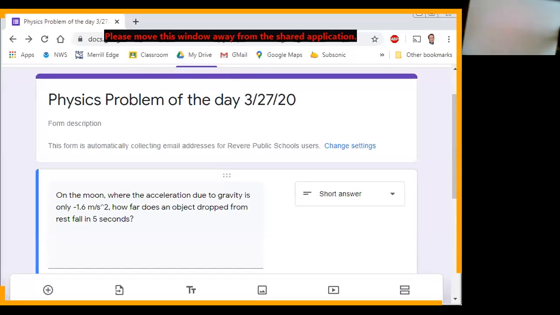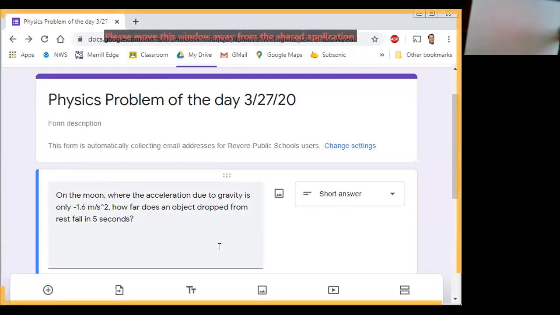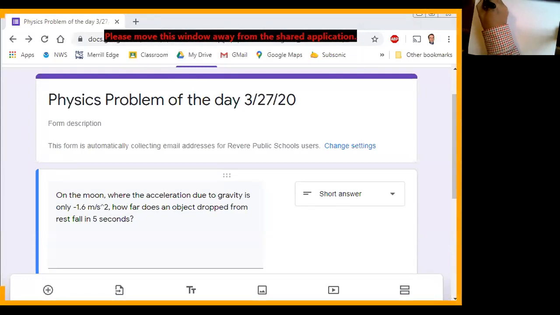So one more time, on the moon where the acceleration due to gravity is only negative 1.6 meters per second squared, how far does the object fall in 5 seconds? So let's start with givens. What given information do we have here? The time. Yep, we've got the time it's falling for, and how long is that? 5 seconds.